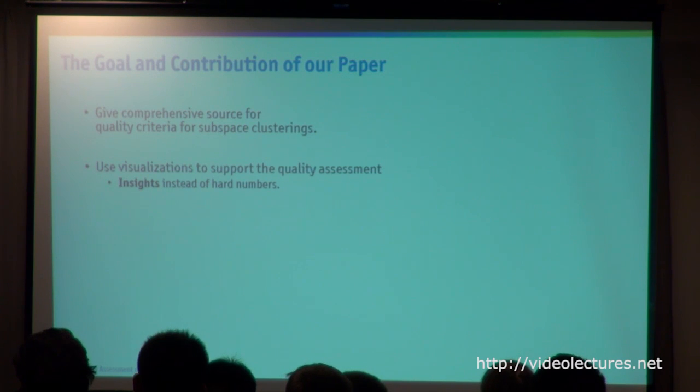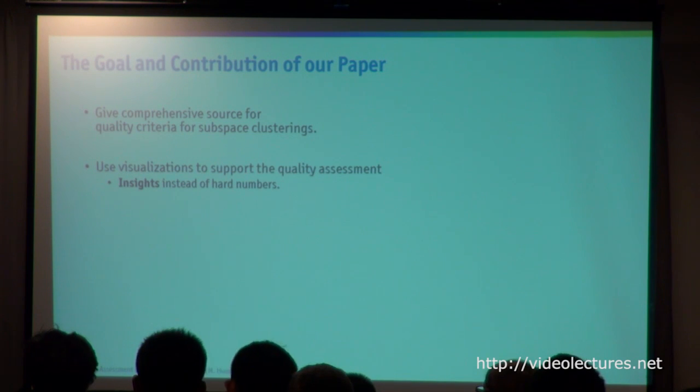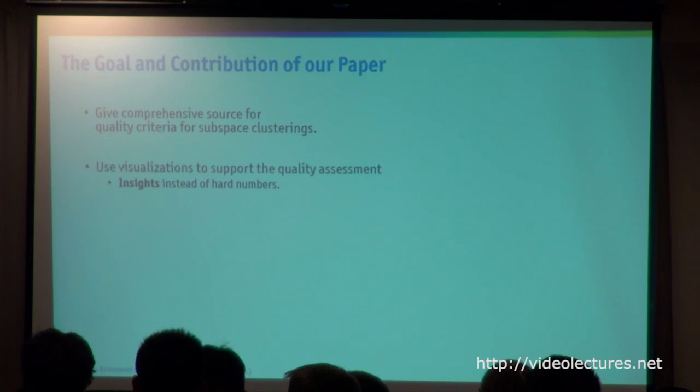In our paper, we propose to use visualization as one means to assess the quality of subspace clustering. Therefore, in our paper, we first give a comprehensive overview of the quality criteria for subspace clustering. So what should we consider? And secondly, we provide visualizations to support the quality assessment of the subspace clustering. Hereby, we are not focusing on hard numbers to say this clustering is that much better than the other clustering, but we want to give reasons and insights. What are the reasons for a good clustering and what are the reasons for a bad clustering, so that the algorithm designer can change the parameters, adjust, or use a different clustering algorithm.